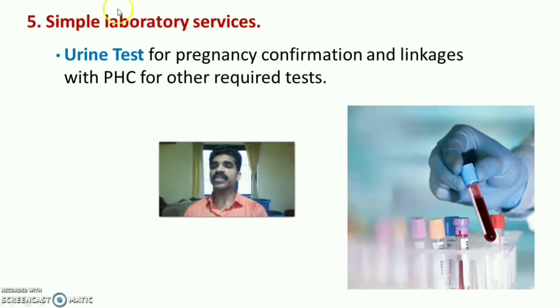Then the fifth service is rendering simple laboratory services, such as urine test for pregnancy confirmation. Tests can be linked to the PHC for further required tests. Then other tests like urine sugar test, urine albumin test, and even blood glucose monitoring, etc. These simple laboratory services have to be rendered through sub-centers.